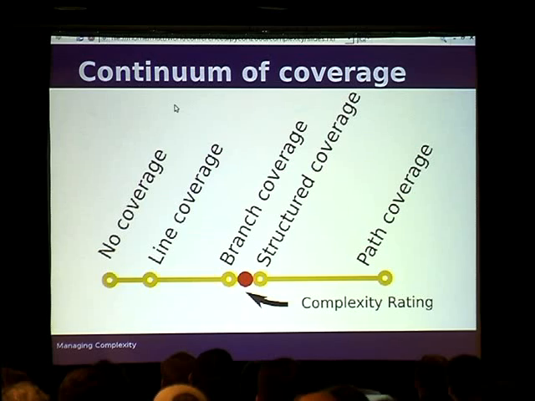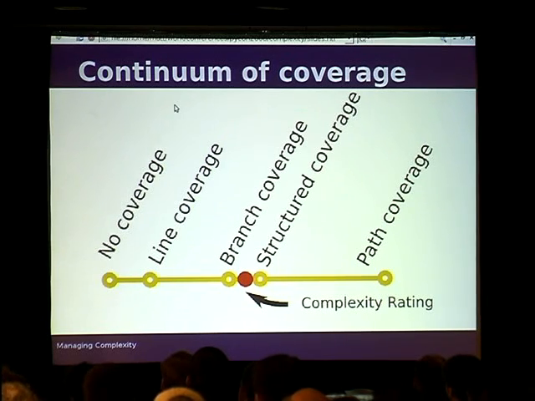So here's a graphical illustration of that. The line represents this continuum of different types of testing and the number of tests required to achieve these different types of coverage. You have no coverage on this one side, and then you have line coverage, and branch coverage is a superset of that. And for branch coverage, the upper limit of the number of tests you run is about equal to the complexity rating. That's how many tests are going to be the upper bound for branch coverage. And structured testing is just on the other side of that number.